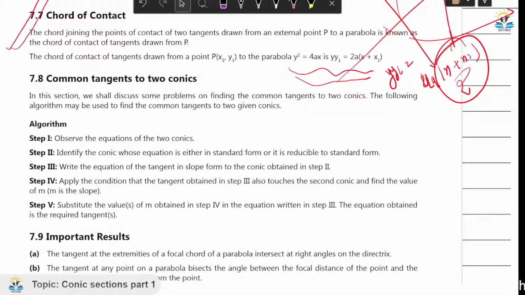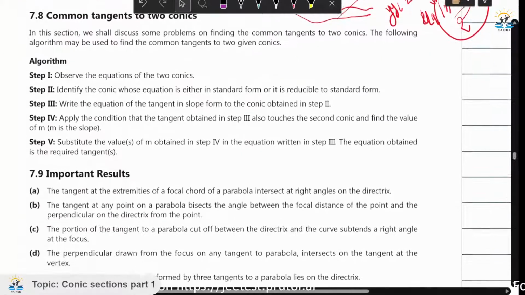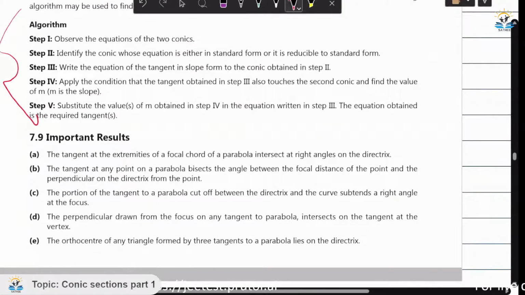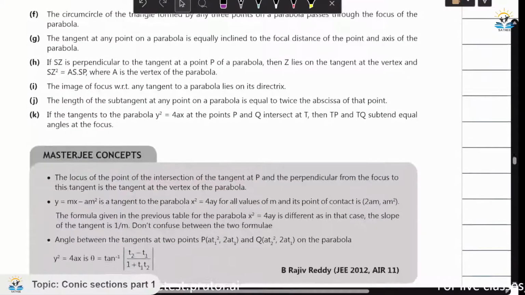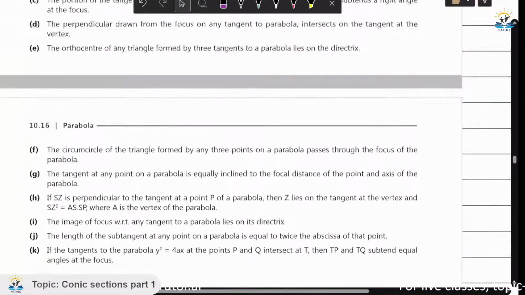Okay. Common tangents to two conics. So okay, common tangent to two conics. In this section, we'll discuss some problems finding common tangents. This is the step-by-step equation. This is not completely required. This is something that you understand while solving questions. Okay, so let's see what we have further.